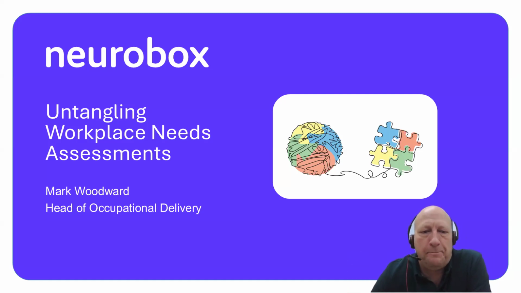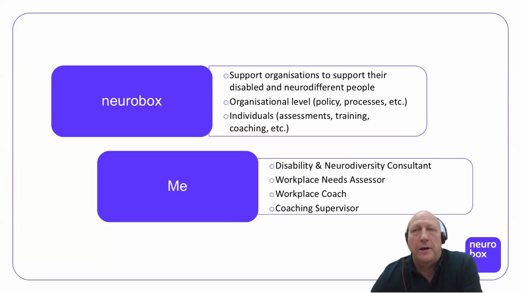But before we jump into that, let me just introduce myself and also Neurobox. Neurobox, as an organisation, we've been around for some years now. We work with organisations to help them support their team members, their staff, their employees, and we do that in a number of different ways, from working at an organisational level, looking at policies and so on, all the way down to working with individuals, doing workplace needs assessments, coaching, and of course that really important middle level, working with people managers and team leaders.